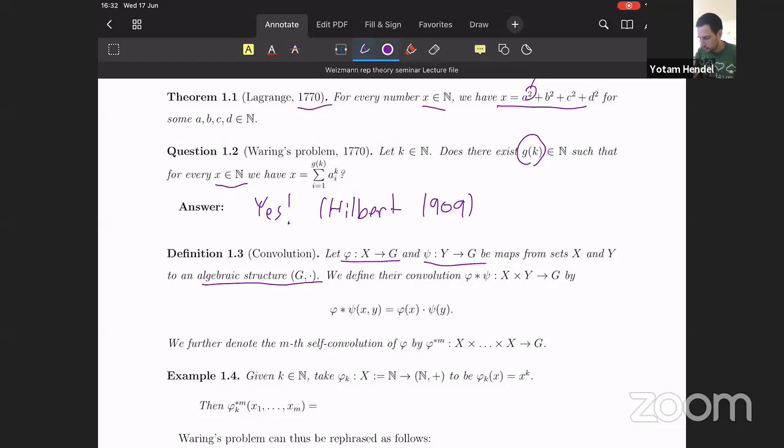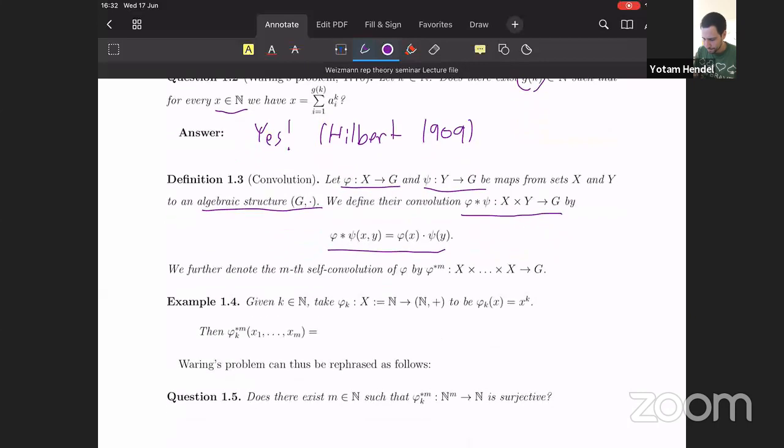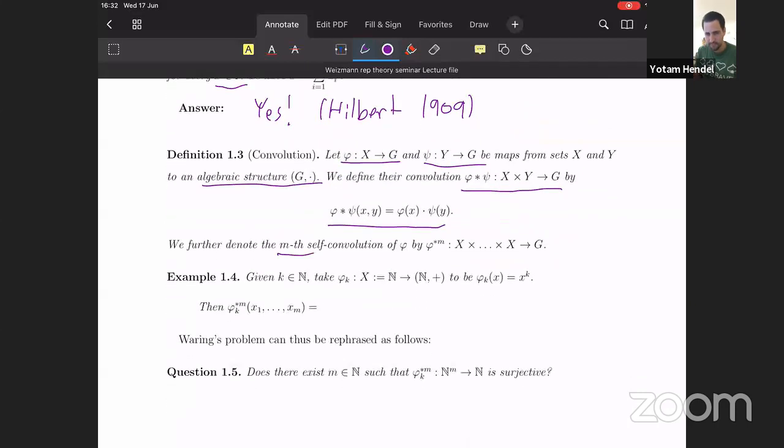I define the convolution of these 2 morphisms to be a morphism which goes from X times Y to G, just by what you'd expect: (x, y) goes to φ(x) times ψ(y), using the G multiplication. And in a similar fashion, I denote the m-th self-convolution of φ as φ upper star m.